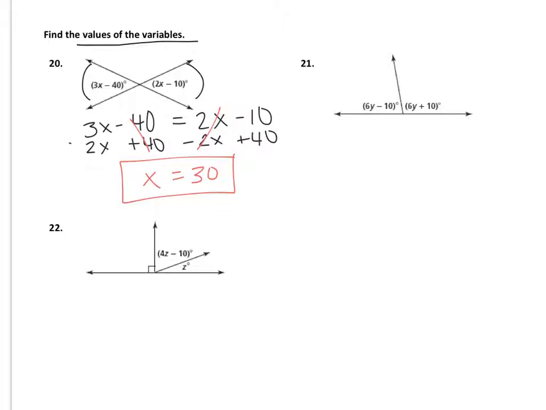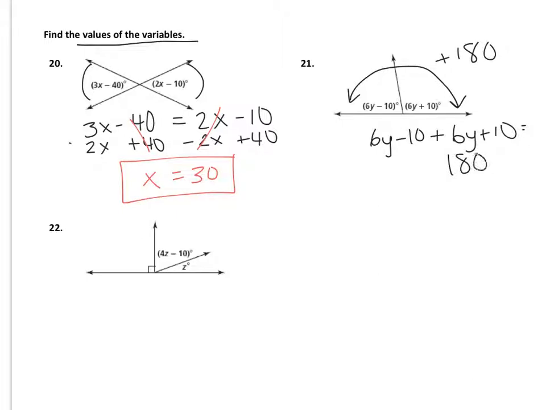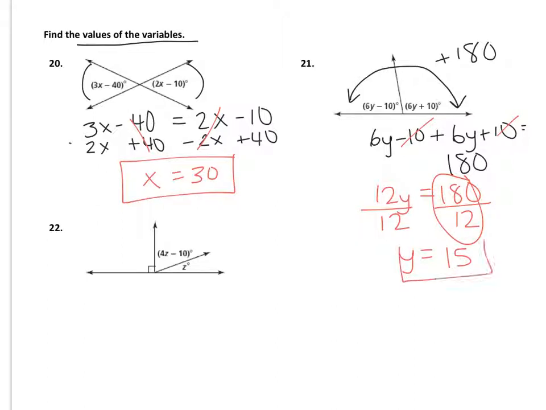These are vertical angles. And the second one, these angles form a linear pair. They are supplementary. They make a line, so they add up to 180. So you do 6y minus 10 plus 6y plus 10 equals 180. So these two cancel out. So now you're going to have 12y's equal 180. So y equals 180 divided by 12 is 15.